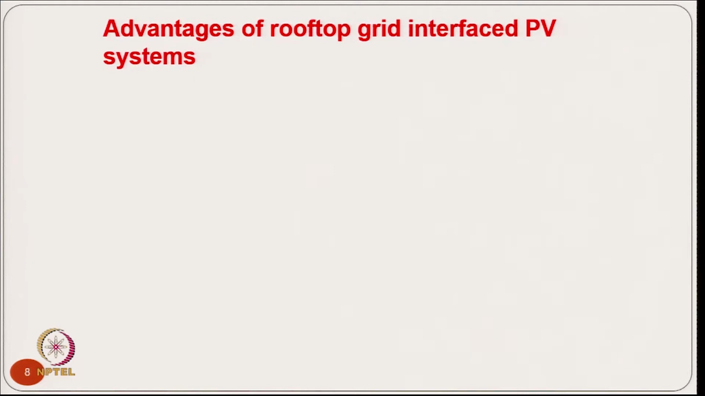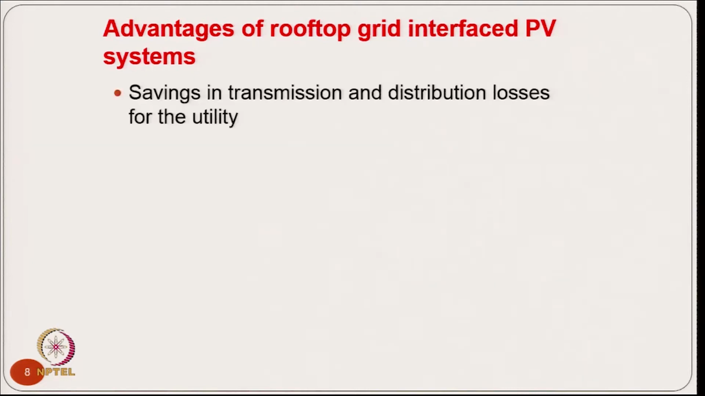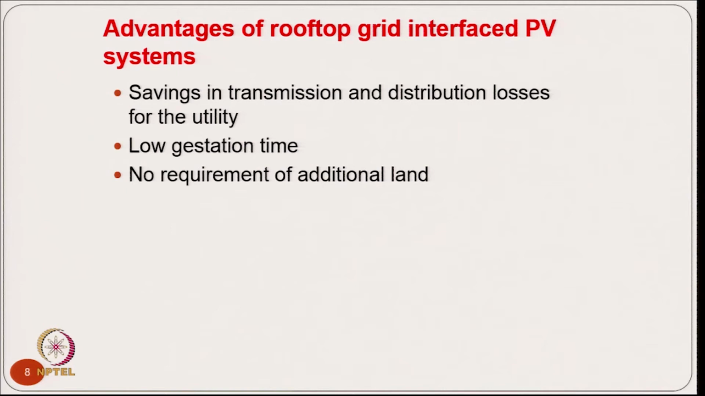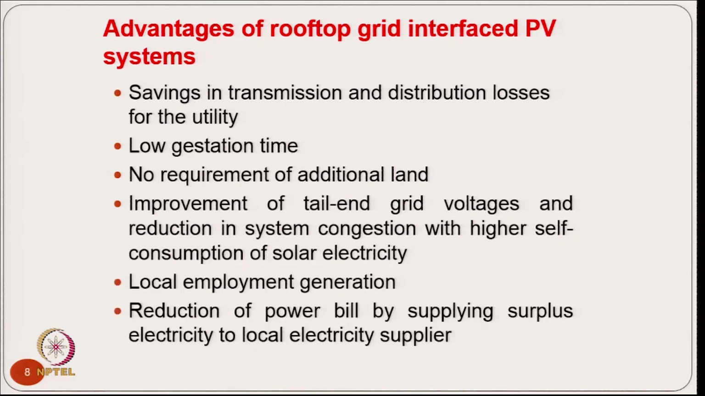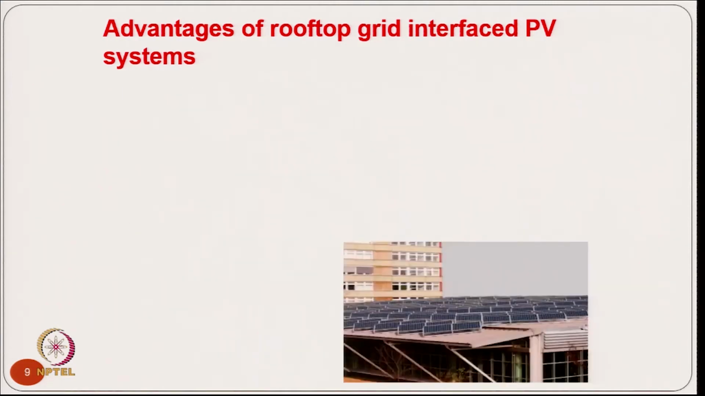And what are the advantages of this rooftop grid interface system? Why are we going to this? It saves the transmission and distribution losses for the utility. It has a low gestation period, you can have it even in a month. You can install a plant of megawatt scale with no requirement of additional land, because you can use the rooftop. There is an improvement of tail end grid voltage and reduction in system congestion with higher self consumption of solar electricity, it generates local employment, and it reduces the power bill by supplying surplus electricity to the local electric supply.